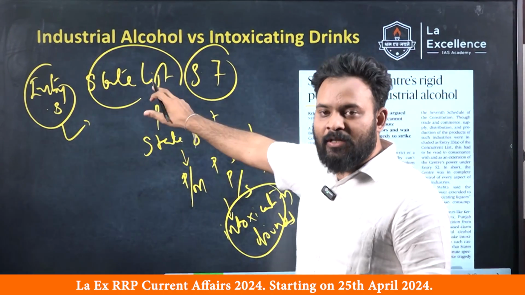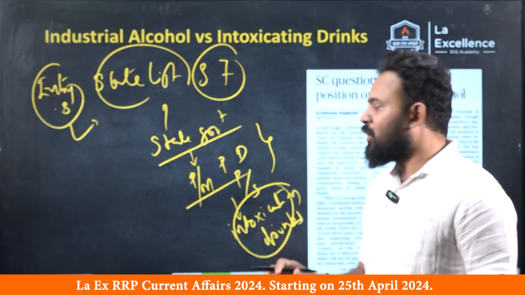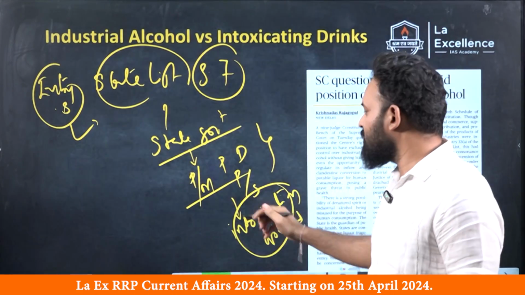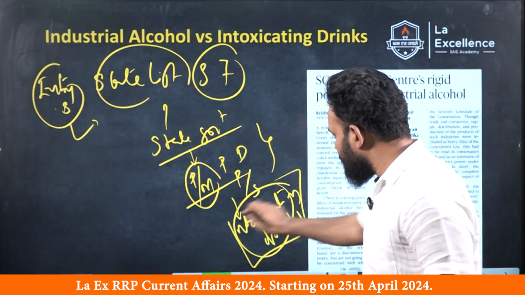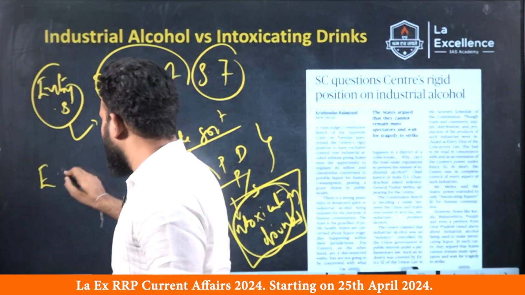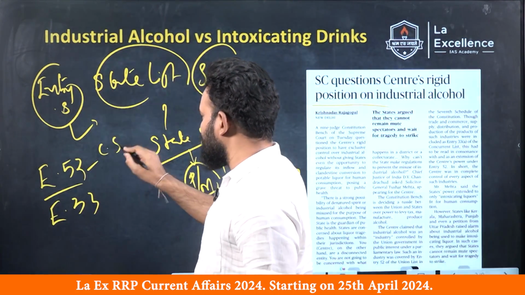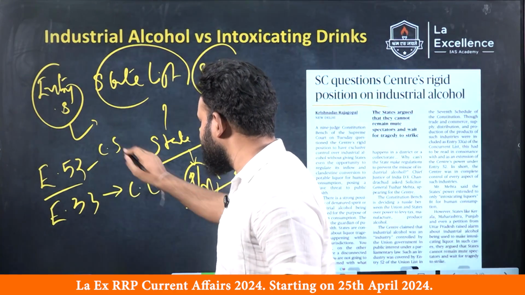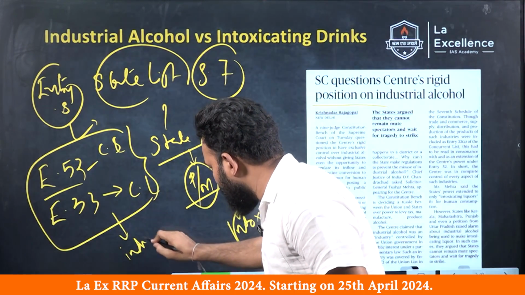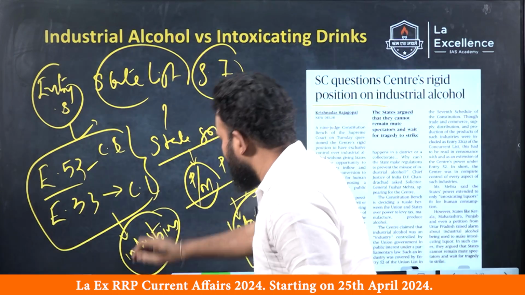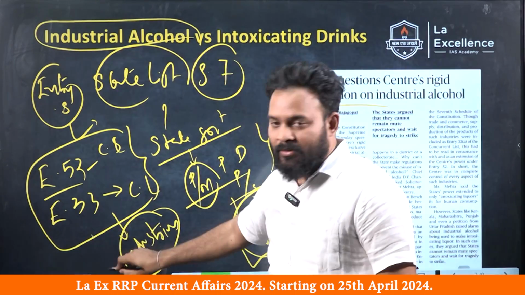So entry 8 of state list under schedule 7, there's a provision saying that state governments has power to control and taxation on production, manufacturing, possession, distribution, sale, purchase on intoxicating drinks. Also there is an entry 52 and entry 33. Entry 52 in center list, entry 33 in concurrent list under the same schedule 7 talks about industries. So now the debate is about whether the industrial alcohol comes under this or this.